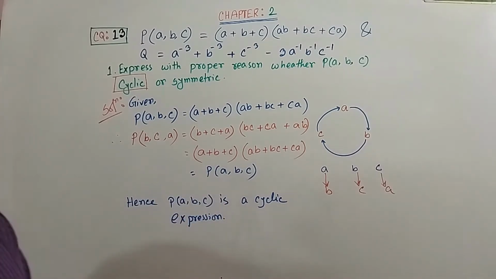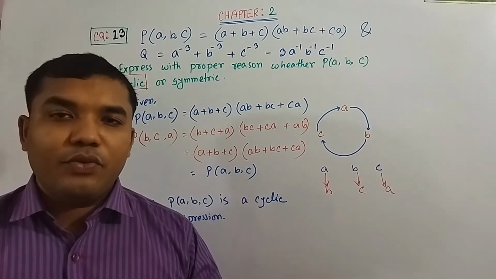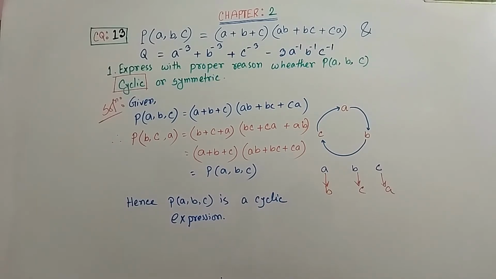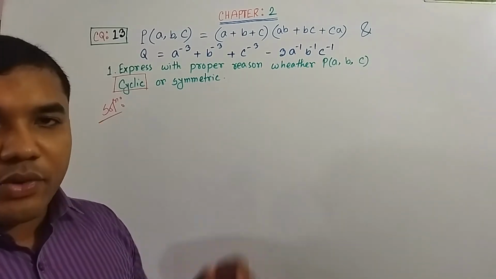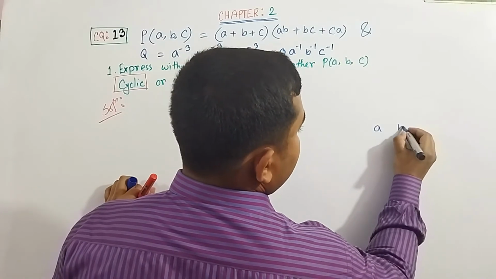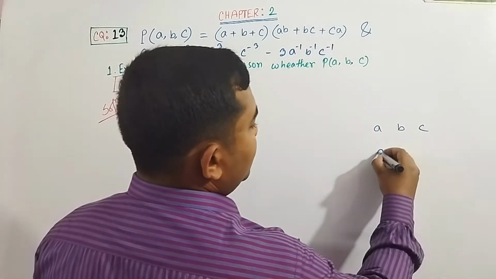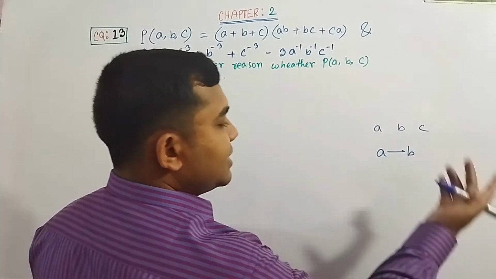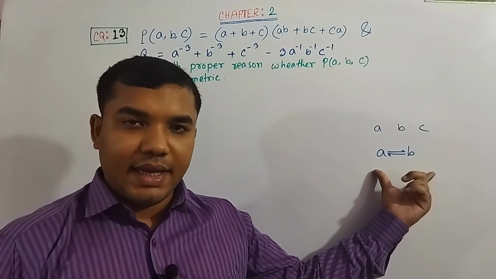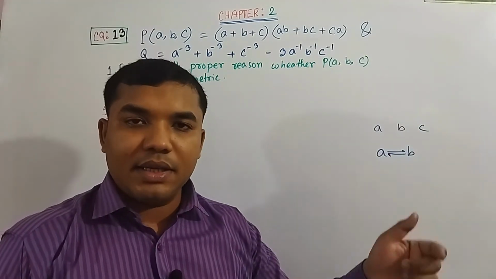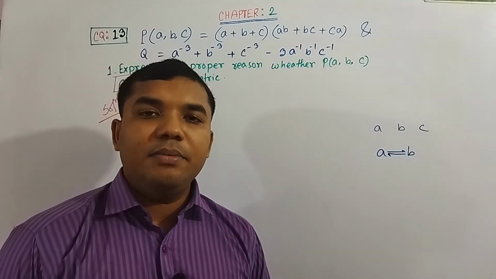Okay, now we'll talk about our second part, that is whether it is symmetric or not. So how can we prove whether it is symmetric or not? In the case of a symmetric expression, there are three things, A, B, C. If among these three we interchange only two of them, say for example A is replaced with B and B is replaced with A, and after replacing both by each other the expression remains the same, then we can say that the expression is a symmetric expression.